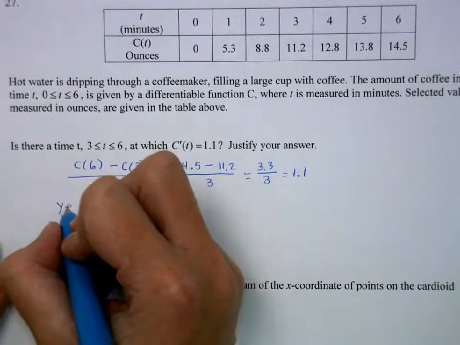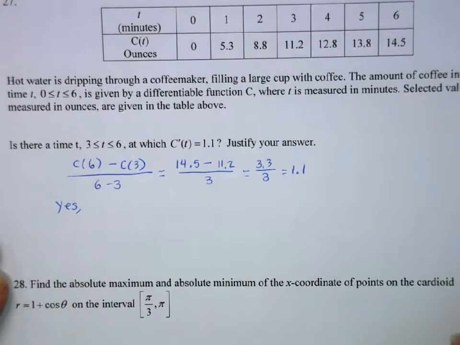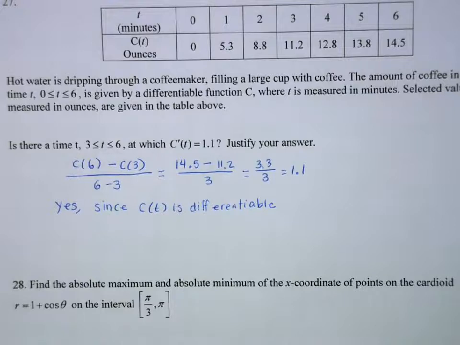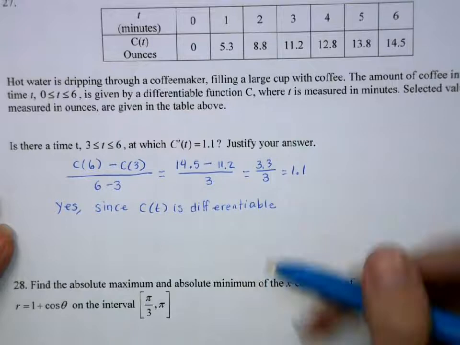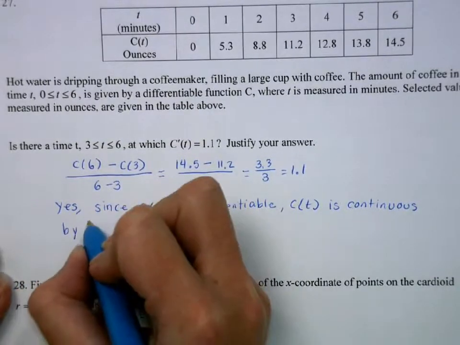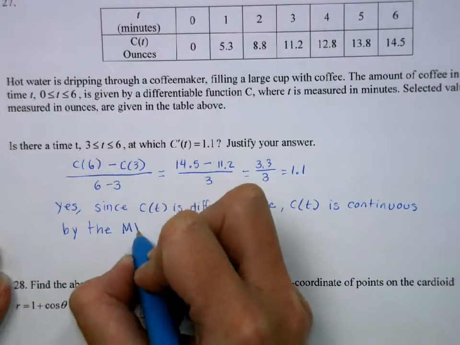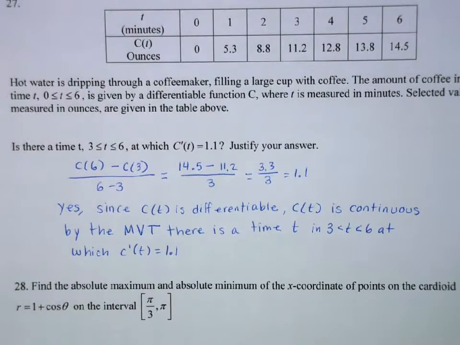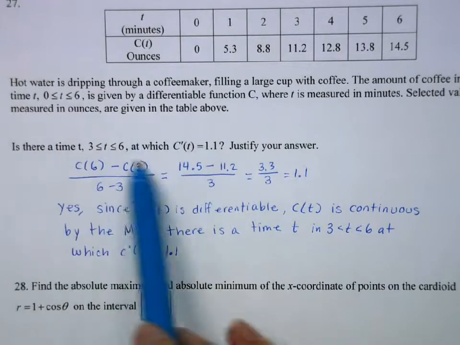Okay, and then we're going to justify our answer. So we need to state the hypothesis of the mean value theorem. Since C of t is differentiable, that means C of t is continuous because it must be continuous to be differentiable. Then we can say by the mean value theorem, and then basically repeat this. There is a time t, 3 is less than t is less than 6, at which C prime of t equals 1.1. So basically restating that part.